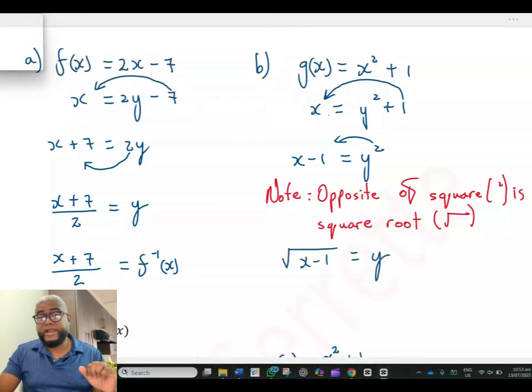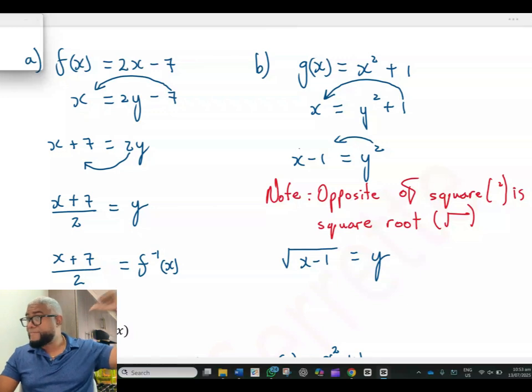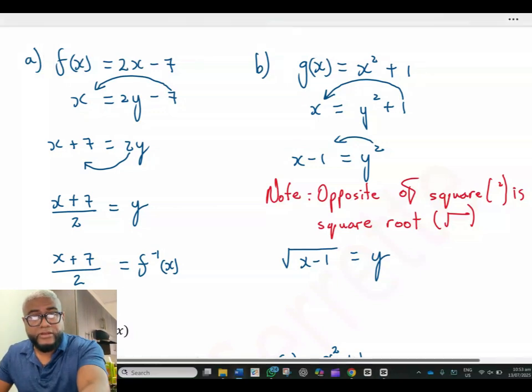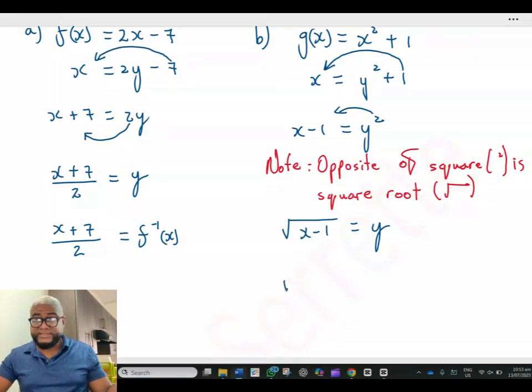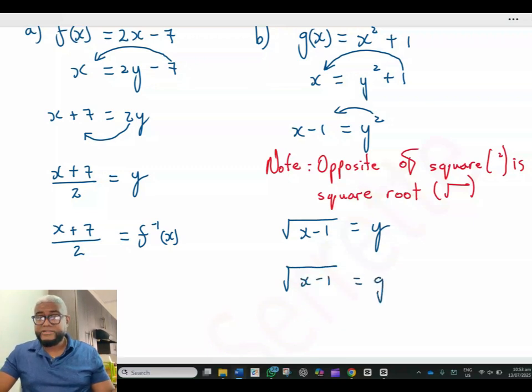Right, this is how your answer would look. Opposite of squared is square root, so it'll be the square root of everything which is on the left. Everybody good there? Online, all good there? So what's the last step? Change y to the inverse. In this case, the inverse is g negative 1 of x. Everybody good there? Write this down.